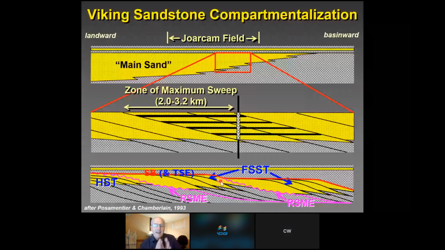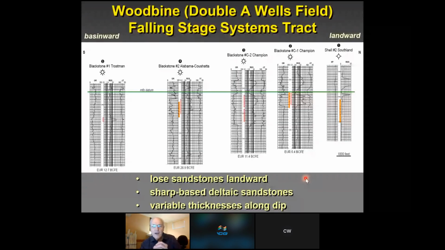I used that concept, that idea, when I was working at EOG. We were looking at the AA Wells Field in Texas, Woodbine sandstone. So this is landward to the right, basinward to the south. So I'm switching it up on you here.